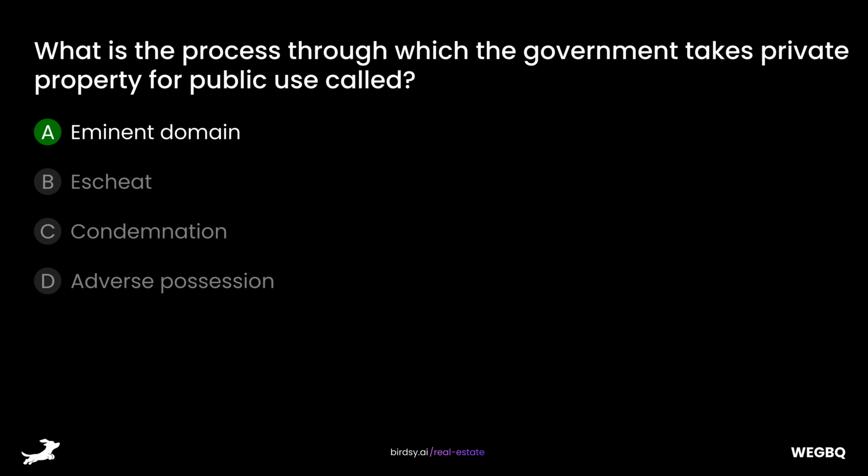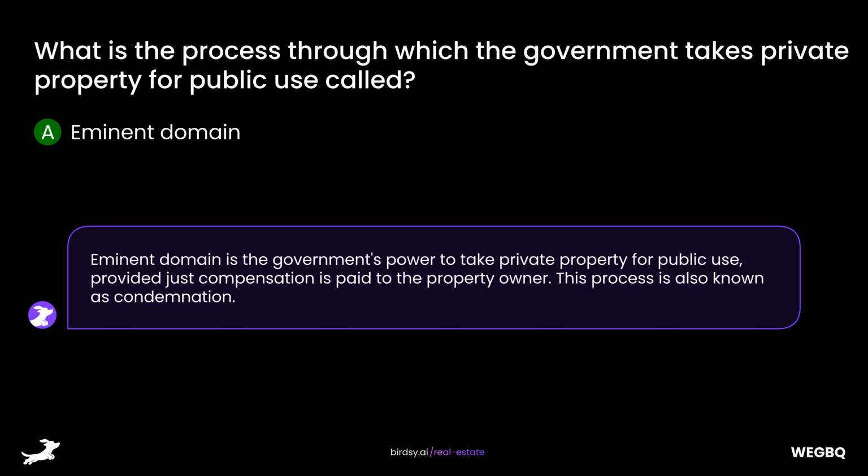Eminent domain. Eminent domain is the government's power to take private property for public use, provided just compensation is paid to the property owner. This process is also known as condemnation.